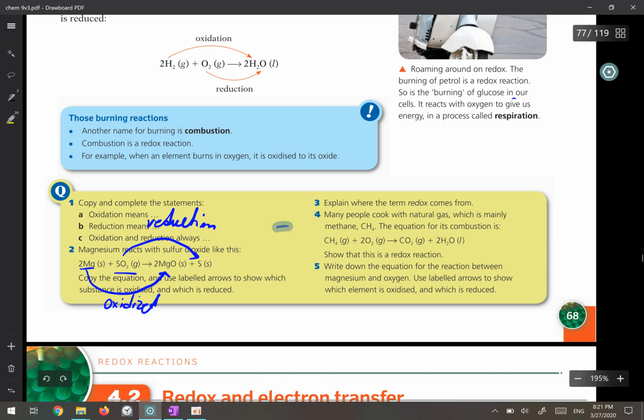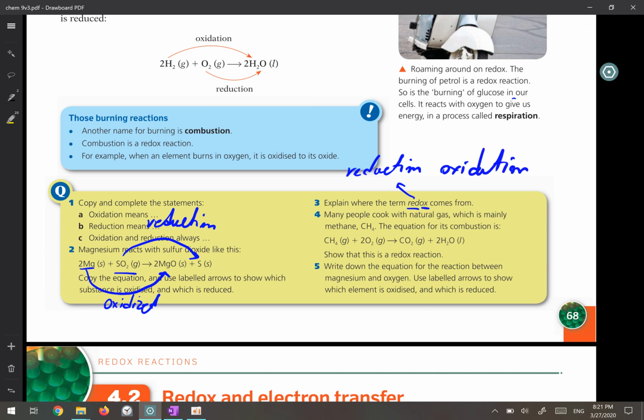Question number 3 says explain where the term redox comes from. The red comes from reduction, and ox comes from oxidation, because these two reactions happen together. Usually the oxidation reduction reaction is called redox reaction.